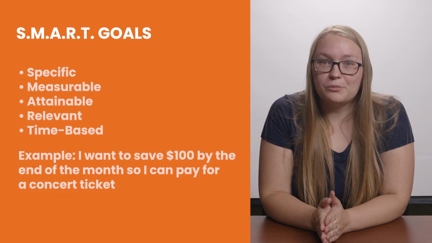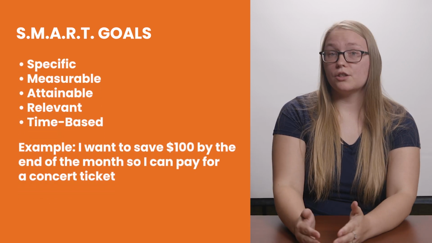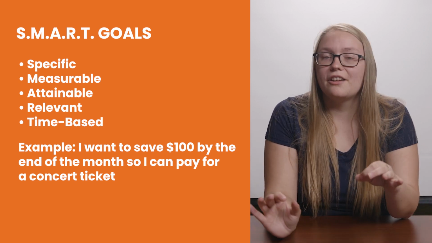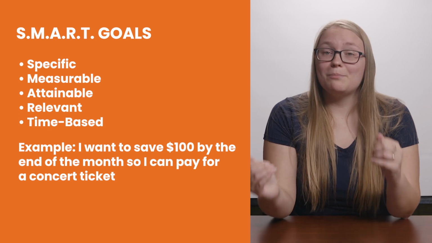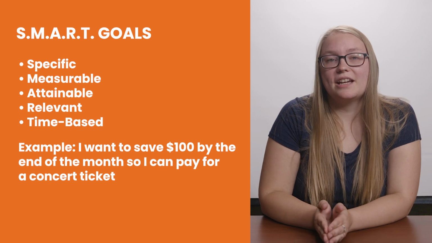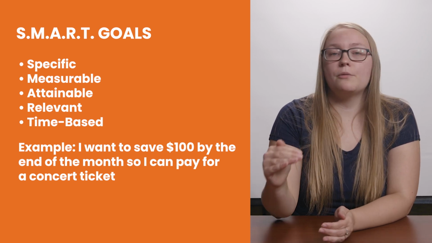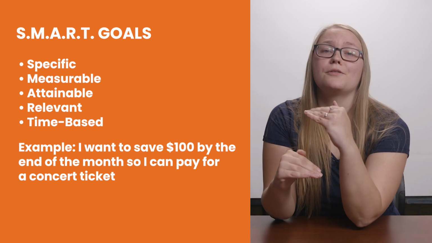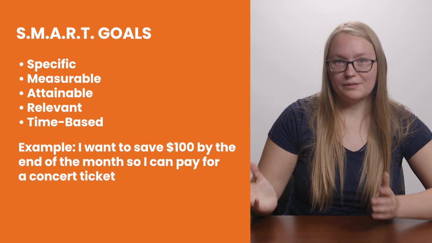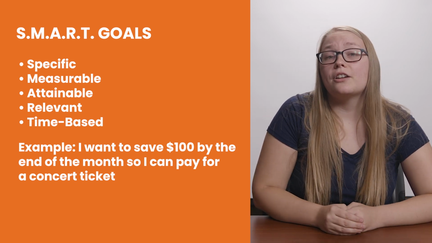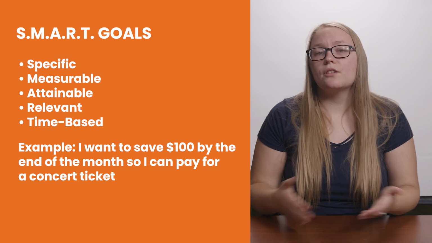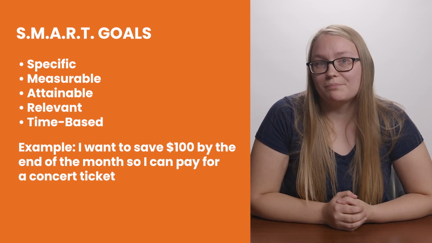The next one is attainable. Is it something that we can actually do? Now, you could have a really big goal, like, I want to be an astronaut. Very cool, but that's really big. And there's a lot of little steps to get to that point. It might make more sense to break it down into smaller steps. Like maybe I want to graduate high school, and then I want to go to this aerospace program, or I want to take this astronomy class, and kind of build your way up to the astronaut goal. So in our example of saving $100 for a concert ticket, that's pretty attainable as long as we have a good amount of time before the concert.